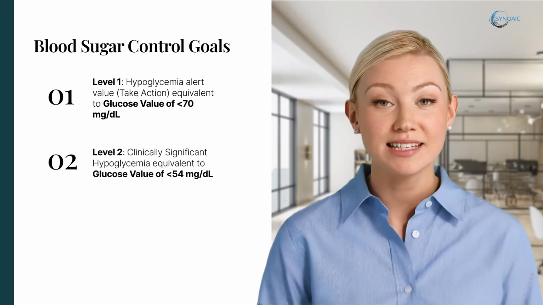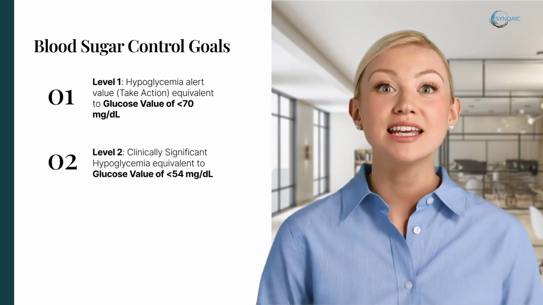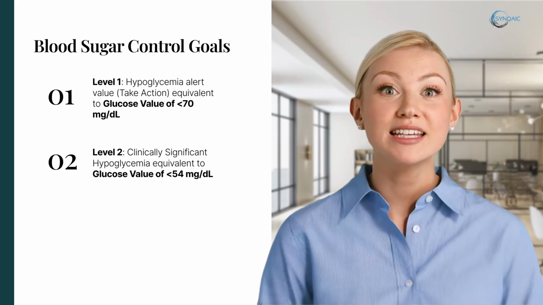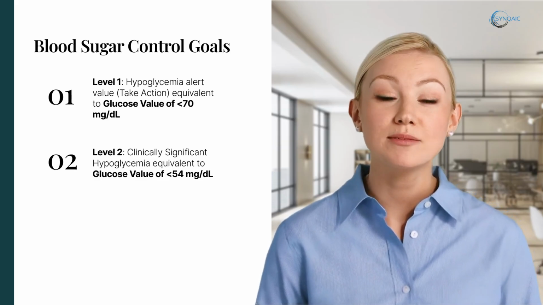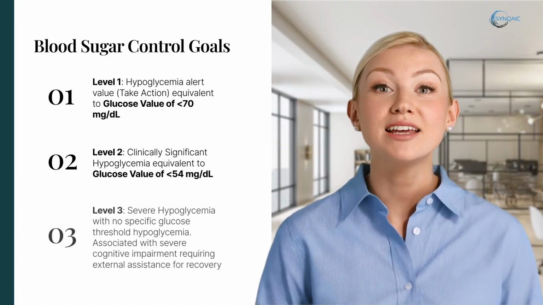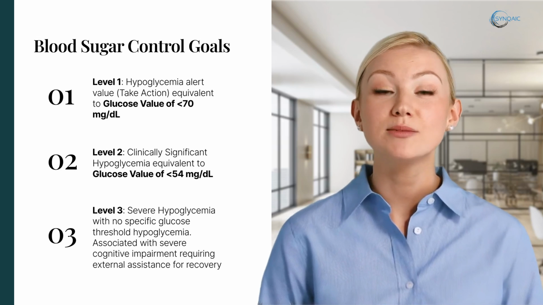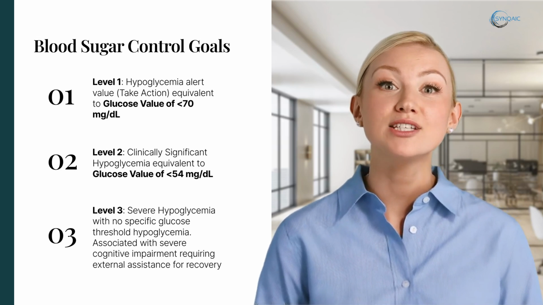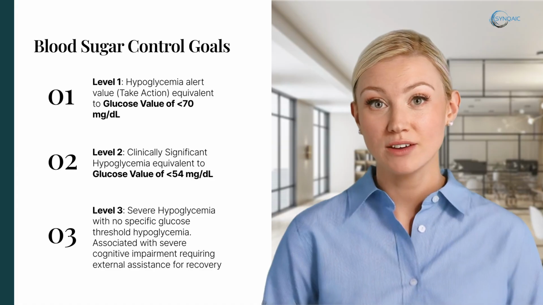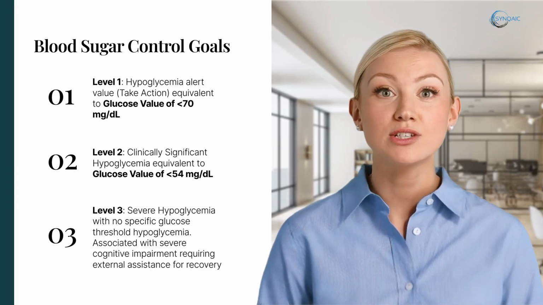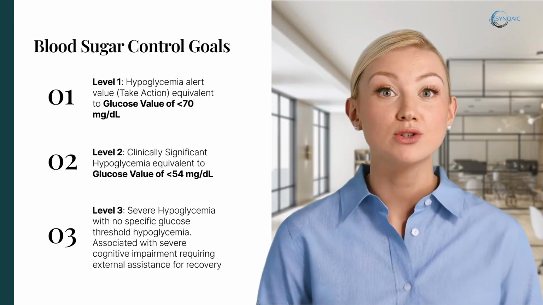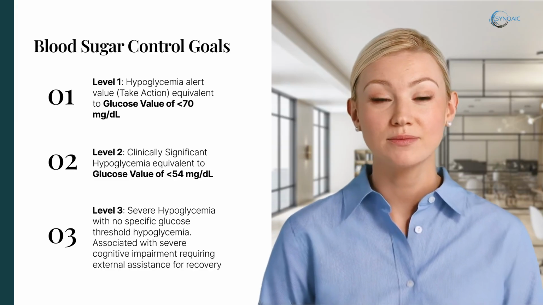Level 2 hypoglycemia, defined as blood glucose less than 54 milligram per deciliter, 3.0 millimoles per liter, is the threshold at which neuroglycopenic symptoms occur and requires immediate action. Level 3 hypoglycemia is characterized by severe events with altered mental and/or physical functioning, requiring assistance from another person for recovery. When a patient's blood glucose level drops below 70 milligram per deciliter, immediate treatment of hypoglycemia is crucial to prevent the condition from worsening.